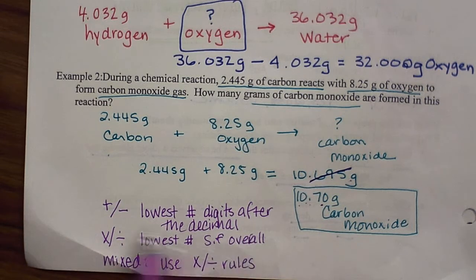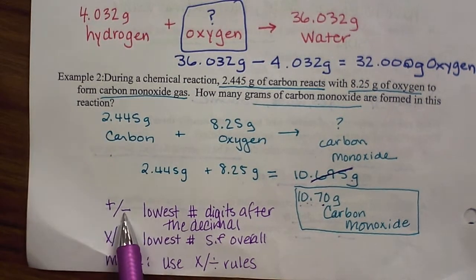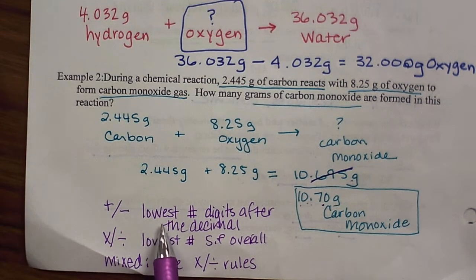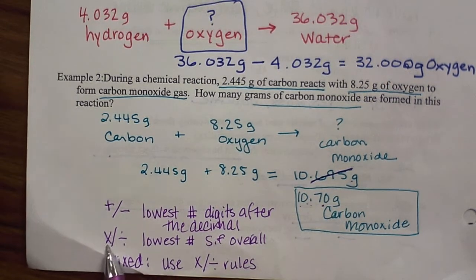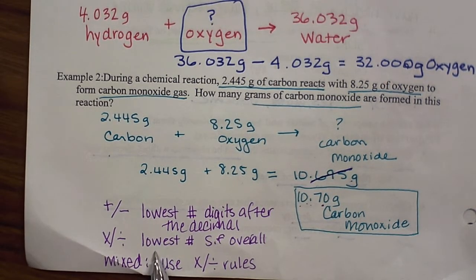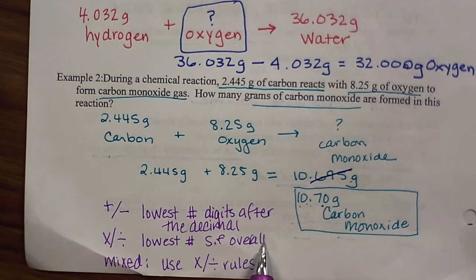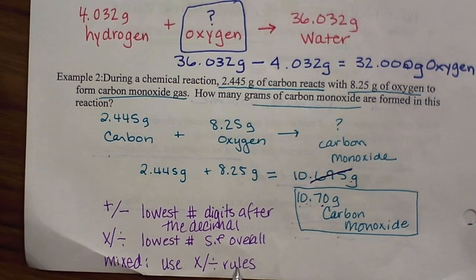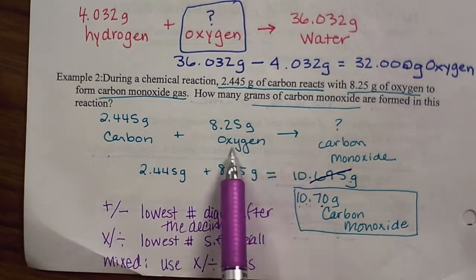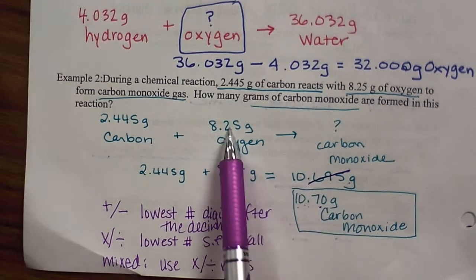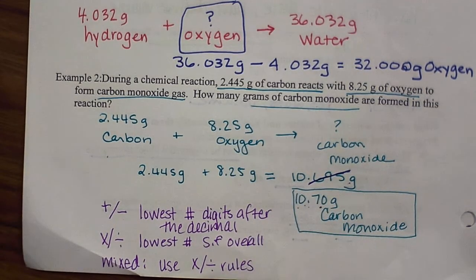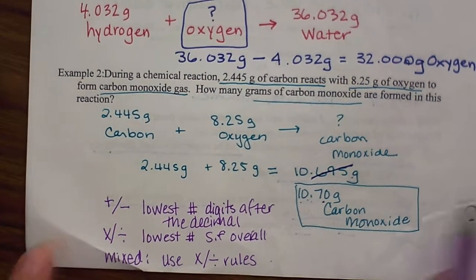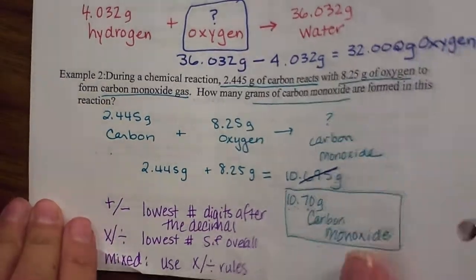So, in a little box on the back of your periodic table, you're going to put, when it's a subtraction and addition problem, we're looking at the lowest number of digits after the decimal. When it's a multiplication and division problem, we're looking at the lowest number of significant figures overall. And if the problem is mixed, you're going to use the multiplication division rules. So then you're going to look at the lowest number of sig figs overall. In this case, it was an addition problem, so I looked at the lowest number of sig figs after the decimal. But put this on your periodic table so that you have it any time that you need it, all right?